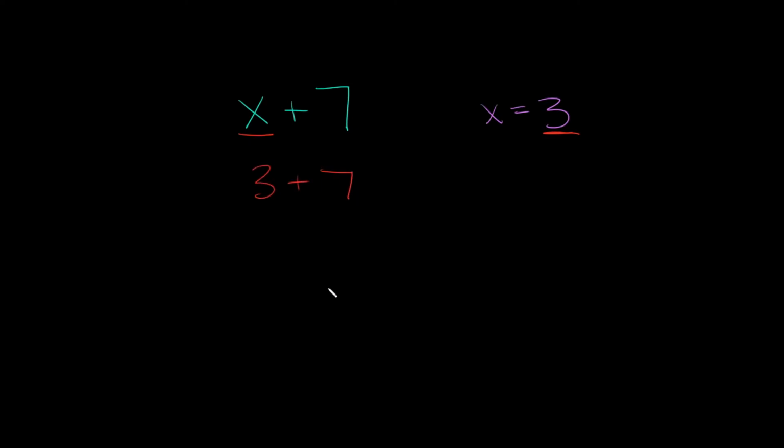Okay, and then we can simplify this more, right? What's 3 plus 7? 10. Okay, can't simplify that anymore. So this is your answer, simply 10.